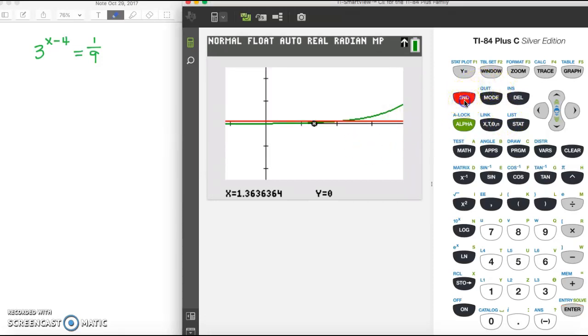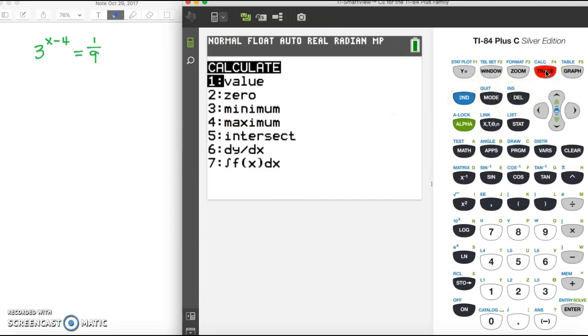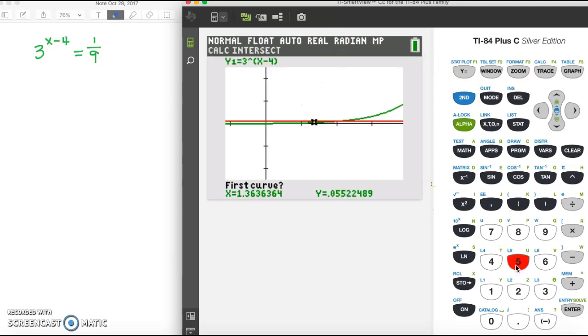So we're going to go to second, trace, which is calculate, and we're going to see where they intersect, number 5. Okay, so your first curve, you want to make sure your blinky thingy is on your first curve, which doesn't really matter. I think mine right now is on the green, so hit enter. And then the second curve, make sure your blinky thing goes to the other curve and hit enter. And guess, you want to kind of move over to where you think it is. It doesn't have to be really close. Hit enter again. Oh, and it found it.